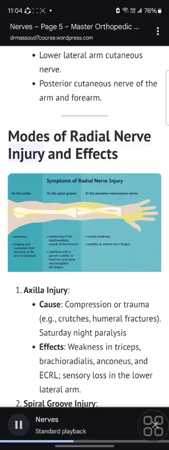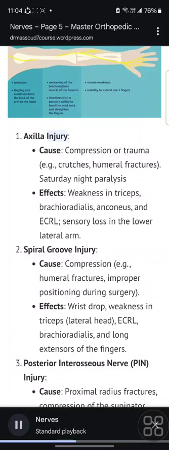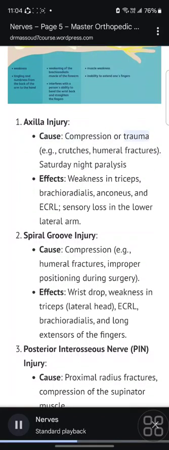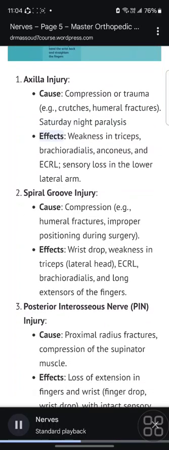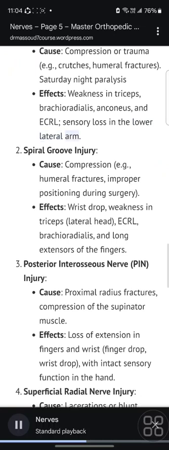Modes of radial nerve injury and effects. 1. Axilla injury. Cause: compression or trauma, e.g., crutches, humeral fractures, Saturday night paralysis. Effects: weakness in triceps, brachioradialis, anconeus, and ECRL. Sensory loss in the lower lateral arm.